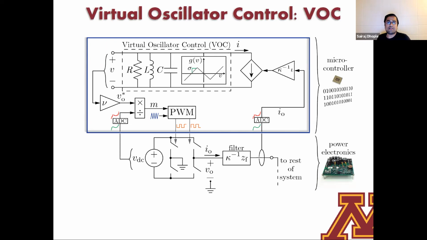We call this method virtual oscillator control. And it's virtual because this is all implemented in terms of ones and zeros on a microcontroller. So I take the dynamics of this oscillator, I discretize them, and I implement them. And the way I close the loop then is I extract the same current, a scaled version of it, from this particular oscillator. And that's this current that's shown on the right here.